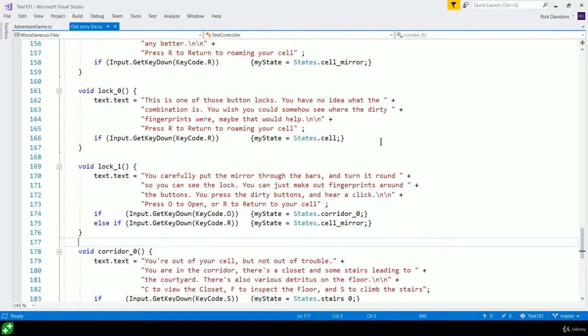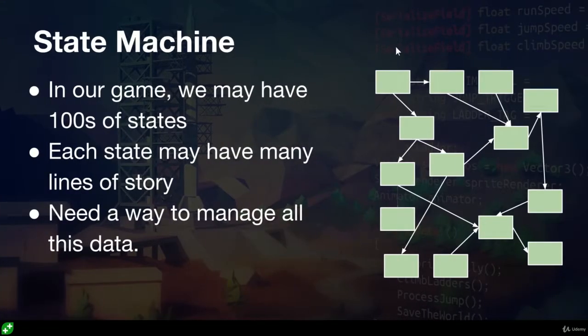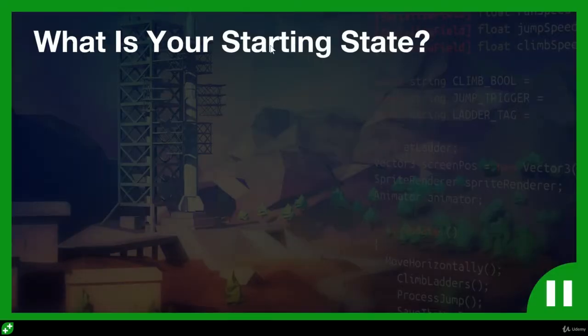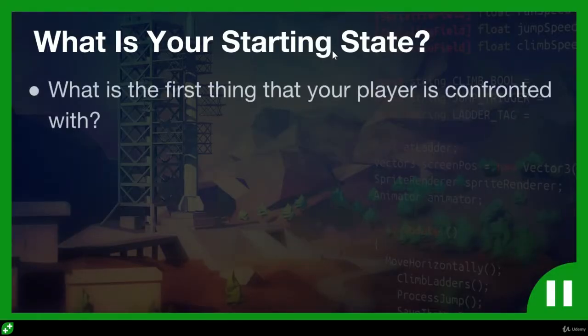This lecture, I just wanted to give you the context of our state machine and to give you a quick challenge, which was to come up with your starting state. So what is the first thing that your player is confronted with? What's the first piece of text in your game that you're going to give to the player?